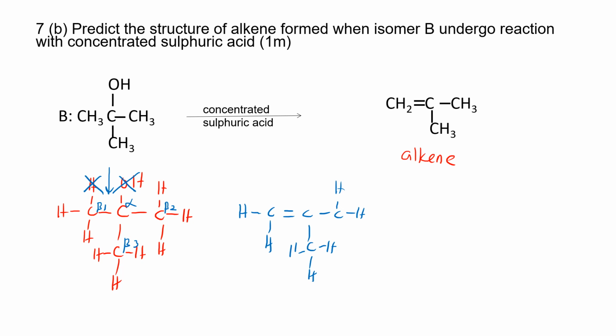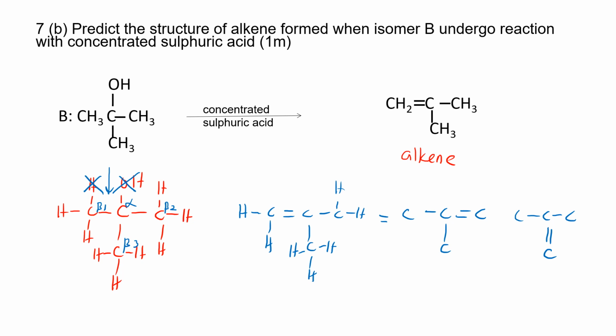So if a student removes the beta 2 H, actually the answer is the same. You get the double bond on the right side and this is a branch. It's the same thing. If you remove the beta 3 H, the answer is a double bond here. So actually it's the same thing.